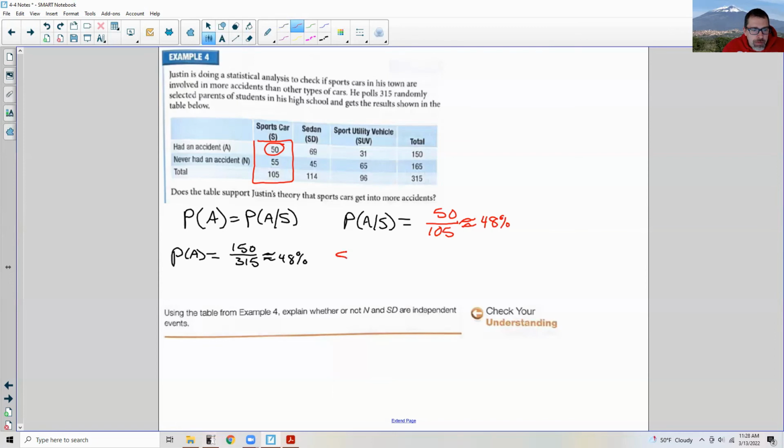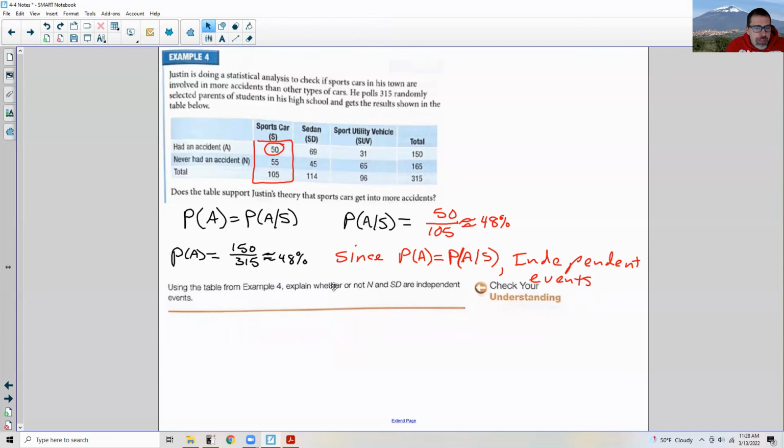So since the probability of A equals the probability of A given sports car, since they're equal, these are independent events. And since they're independent events, the table does not support Justin's theory that sports cars get into more accidents. So the answer is no.